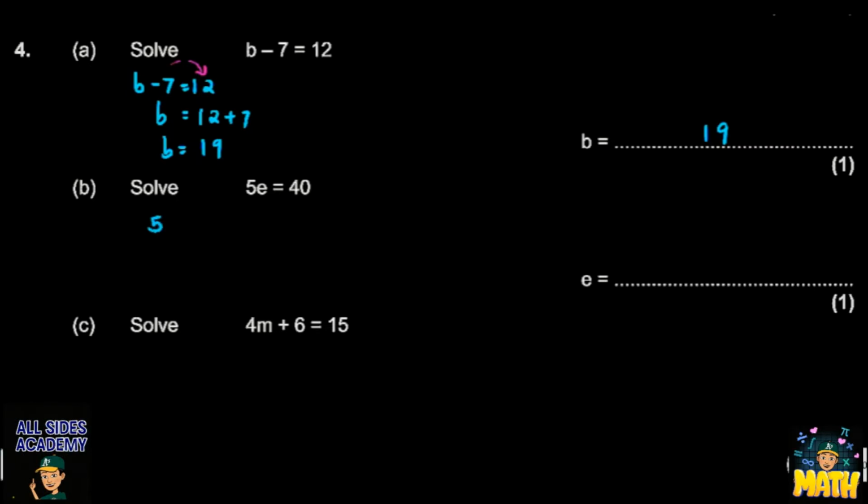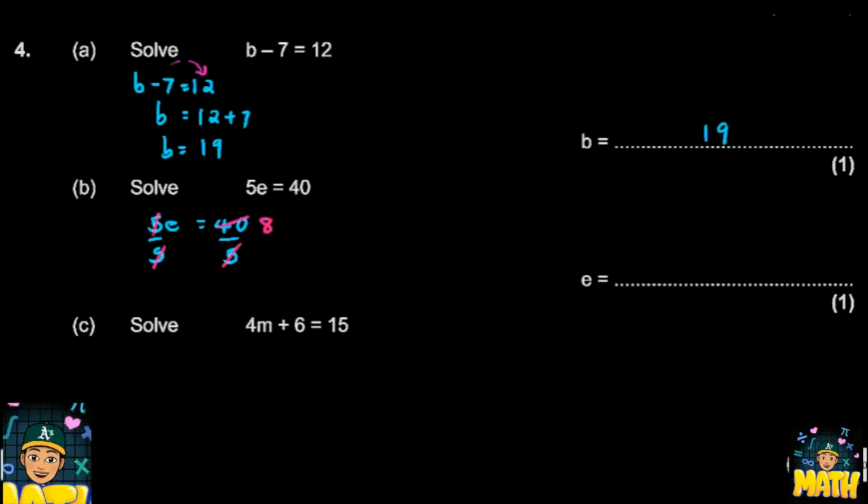Solve 5e equals 40. 5 has been multiplied by e, so I divide by 5 on both sides. The 5s cancel out. The e becomes 8. So my value for e right there is 8.